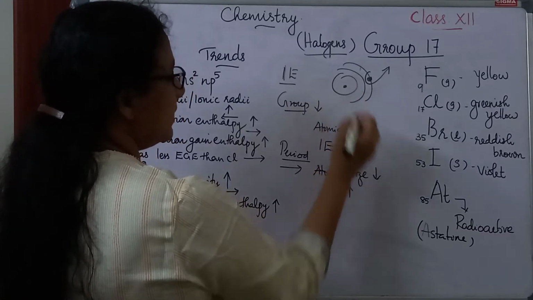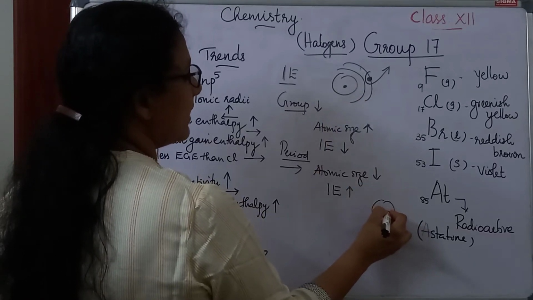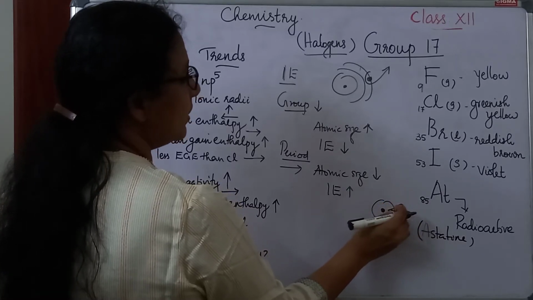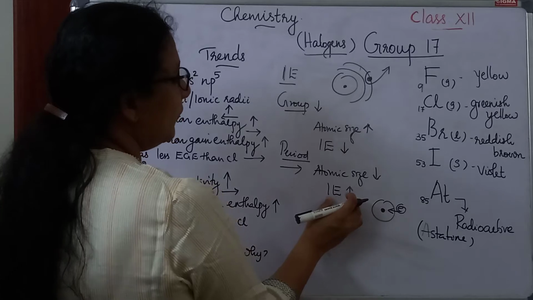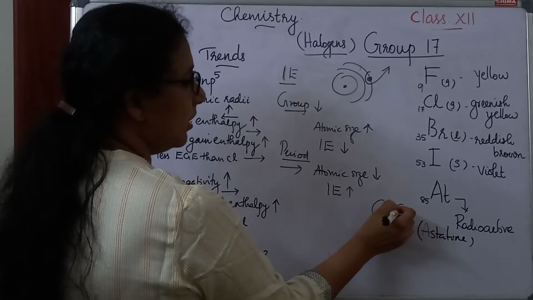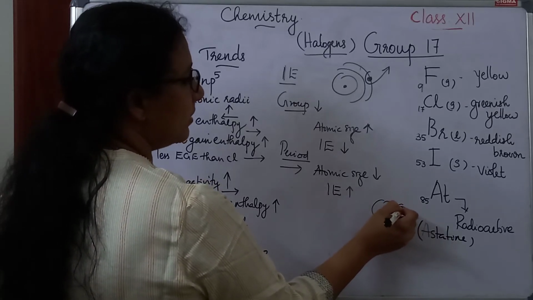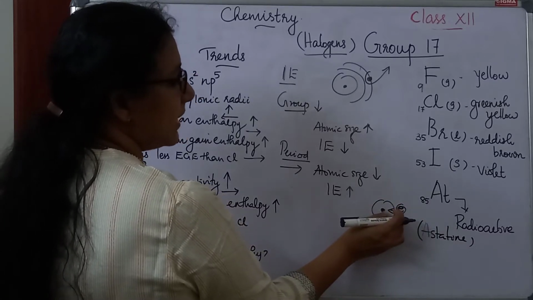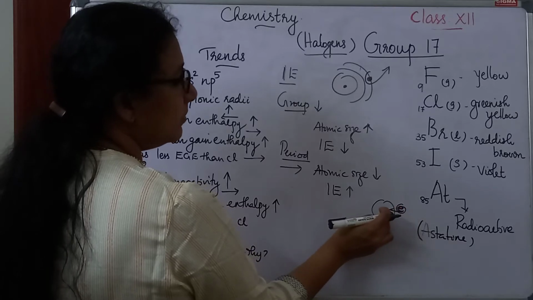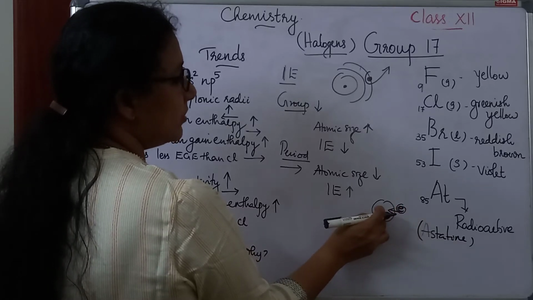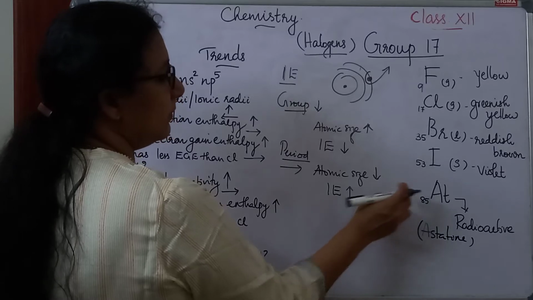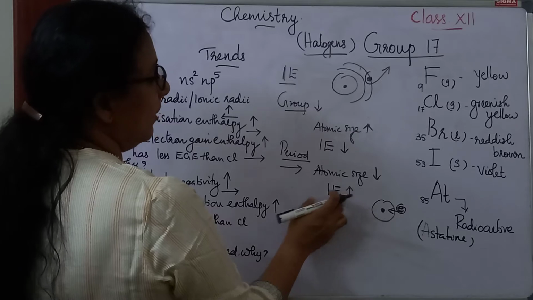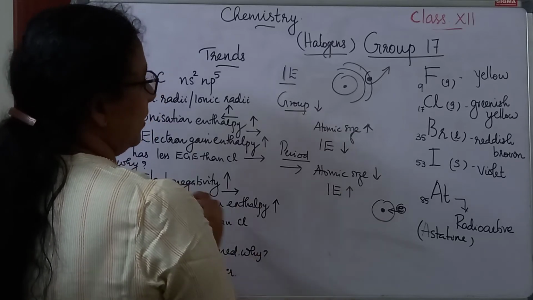So the nucleus has the power to pull the electrons towards it, so the size will be decreasing. The amount of energy required to remove this electron is more. The amount of energy needed is more, since the atomic size is less. So the electrons are more attracted towards the nucleus, so it is very difficult to remove the electron. So more energy is needed and ionization enthalpy will be more in the case of a period.